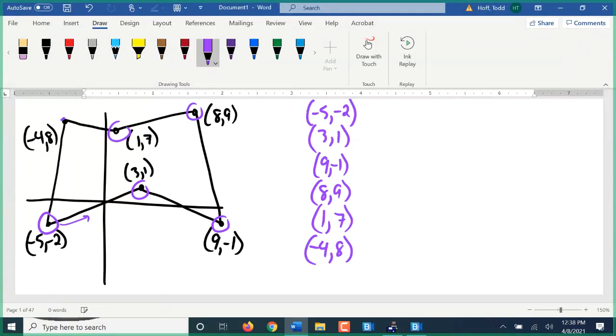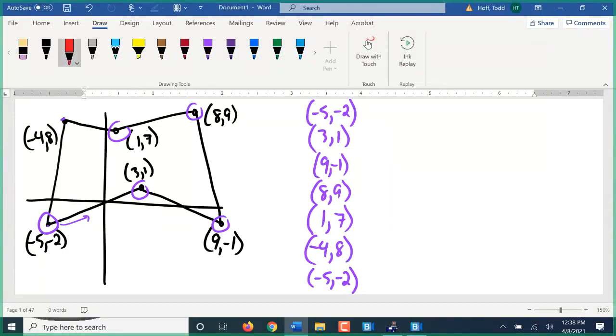Then I have to close the shape. The term, if you were to do an advanced college geometry course, you'd hear the term open figure or closed figure. This is what they mean by a closed figure. We have to go back to where we started. So we have to get back to the -5, -2 to close this figure so that we can find the area of it. And we can only find the area of closed figures.